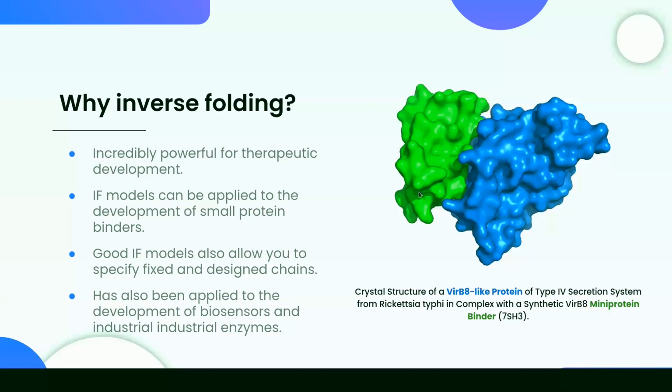So another interesting application of inverse folding models is actually in development of binders. And we're going to be talking a little bit more about this at the very end of the presentation. But a good inverse folding model will basically allow you to specify fixed and design chains, so which chains you want to actually fix and not touch, as well as which chains you want to completely design. And they'll usually even allow you to specify which residues you want to fix. And this is pretty effective given the autoregressive nature of a lot of these models. Recently, there have also been applications of these models in development of biosensors and industrial enzymes.